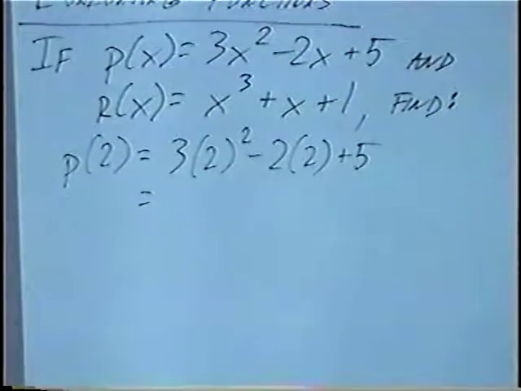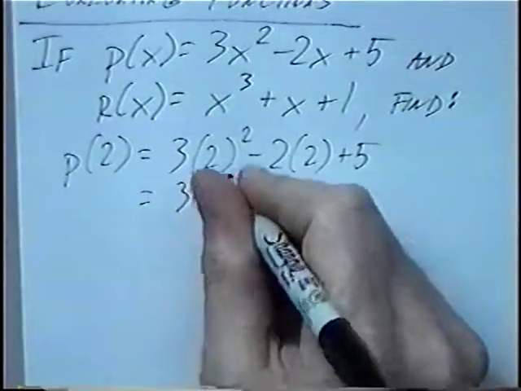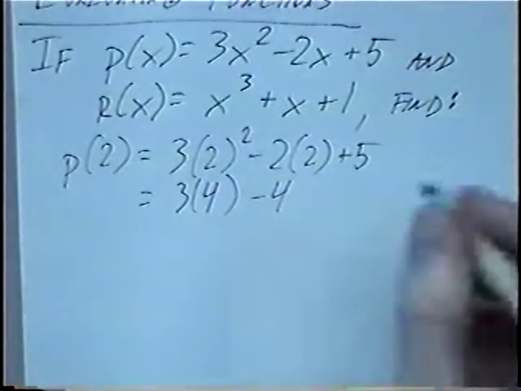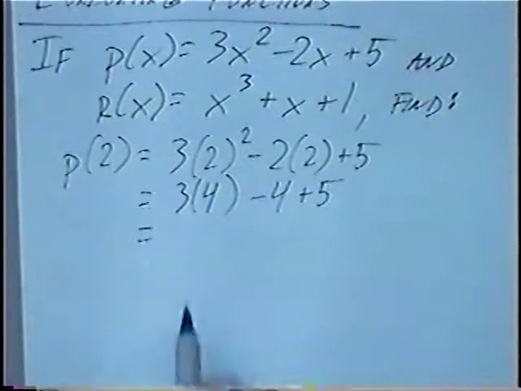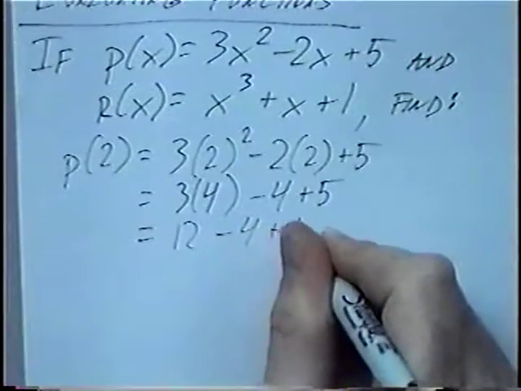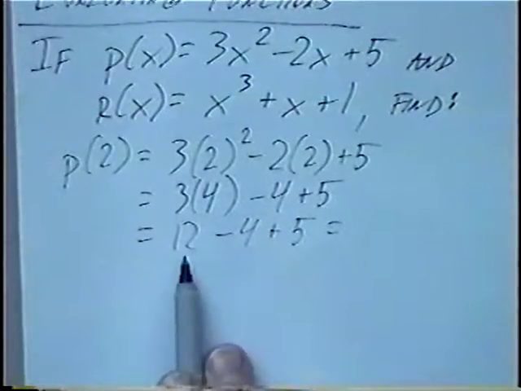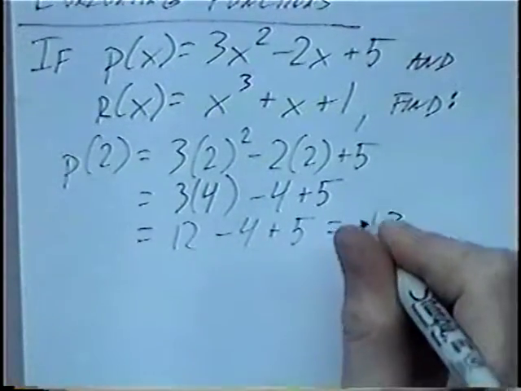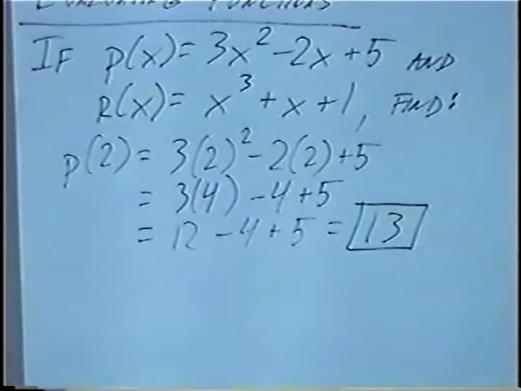Simplifying, exponents first, 2 squared would be 4, 3 times 4, negative 2 times 2 would be negative 4, and plus 5. Equals 3 times 4 would be 12, and then minus 4 plus 5. Adding and subtracting from left to right, 12 minus 4 would be 8, 8 plus 5 would be 13. So in this question, P of 2 equals 13.